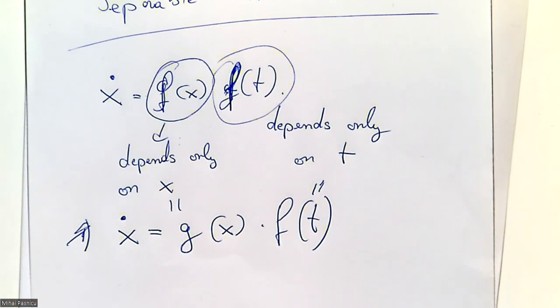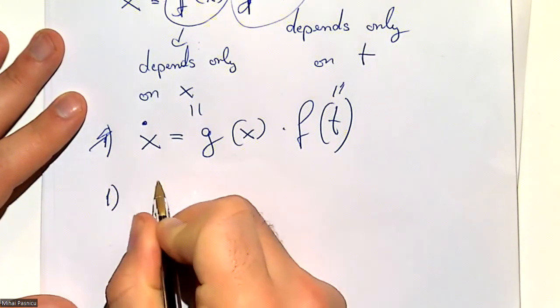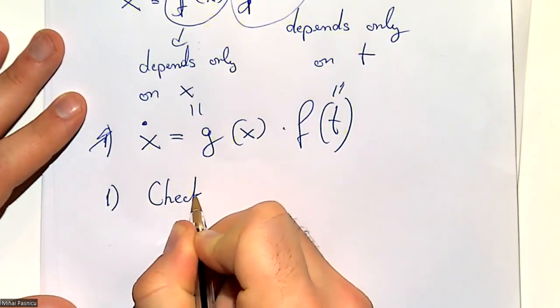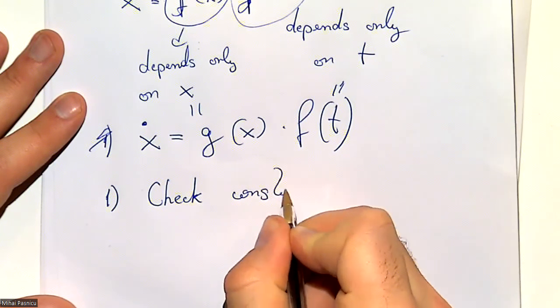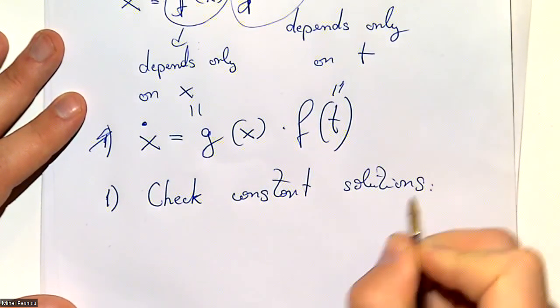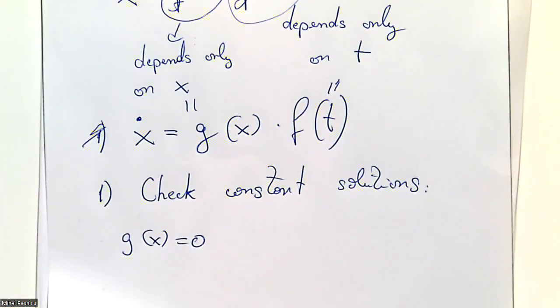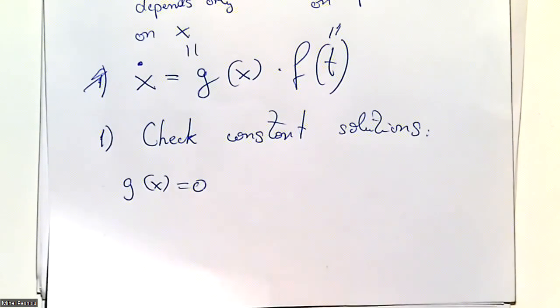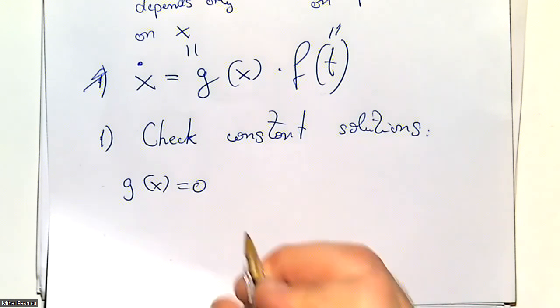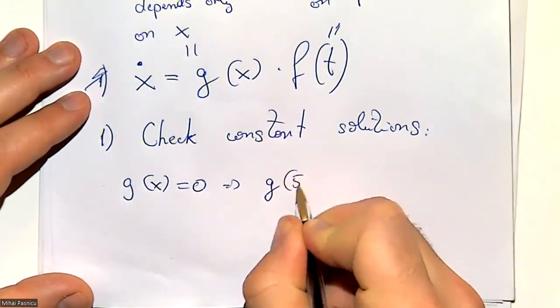Okay, so the first thing that you need to do in this case is to check for constant solutions. Okay, how do you do that? You basically just look at g of x equal to 0. You're basically just going to solve g of x equal to 0, and you're going to get some solution. I don't know, maybe g of 5 is equal to 0.